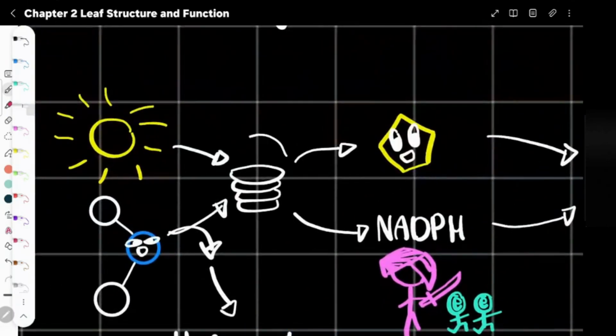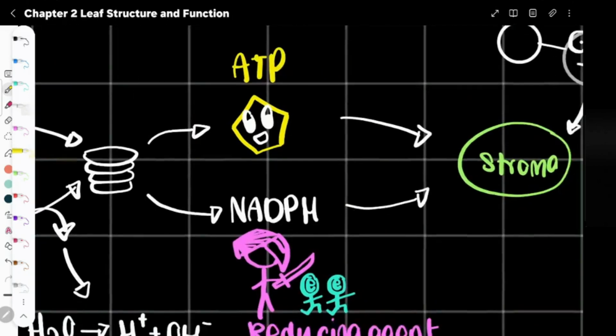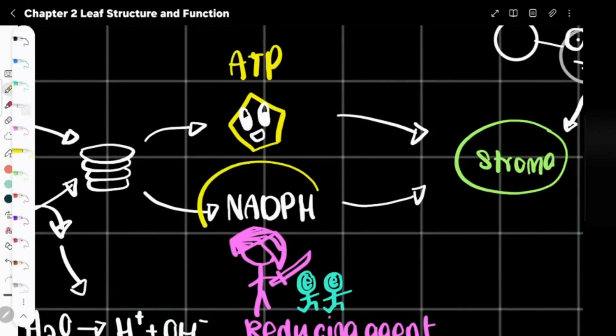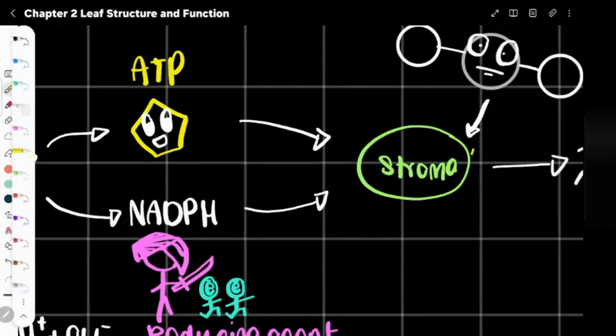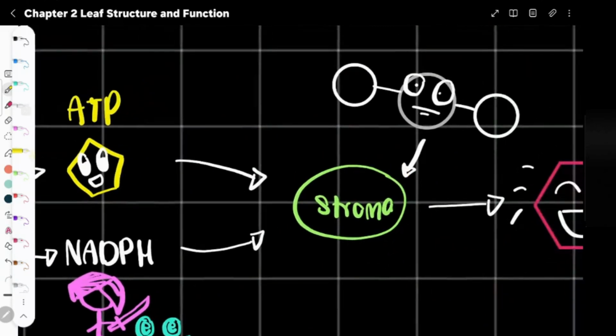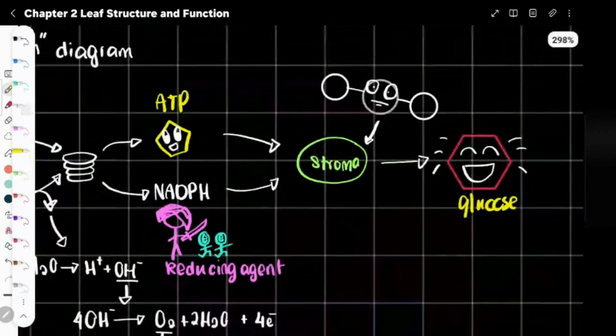Now after the first process here, there is a second process. This thing here is known as ATP, also known as energy. This one here is NADPH. Both of these will combine in the stroma, and also with the carbon dioxide to form, what is this? This is glucose. See, it looks confusing, but it's not confusing.